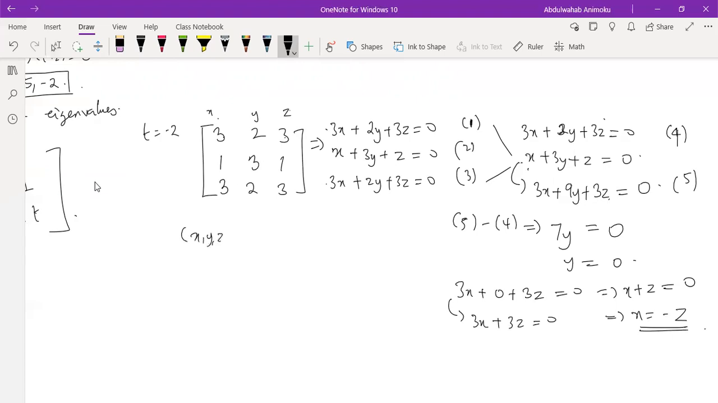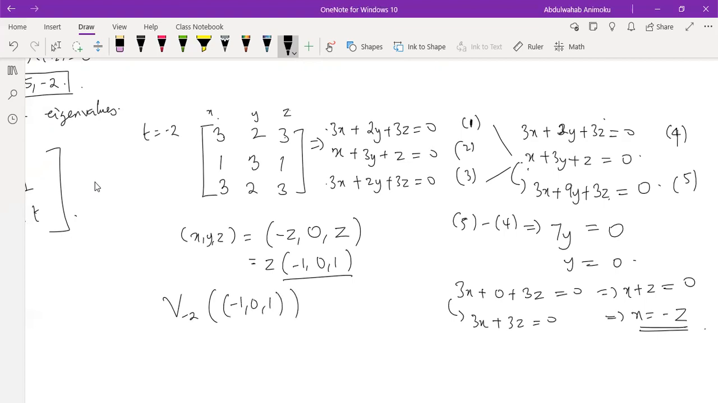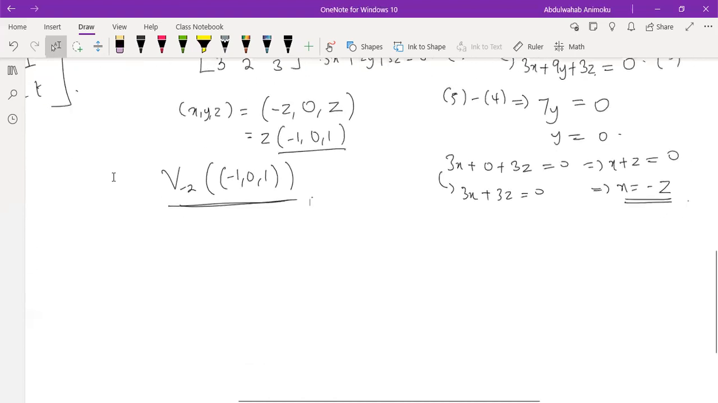So our solution set will just be: x is minus z, y is 0, and z is a free variable. Okay, so we can take z out, so that will give us this. So that means the solution space for this is spanned by this vector, which is one of the eigenvectors. So we've gotten one of the eigenvectors. Okay, we do this for the other eigenvalues to get all the other eigenvectors. Okay, and that will complete this problem. So let's move to the next one.